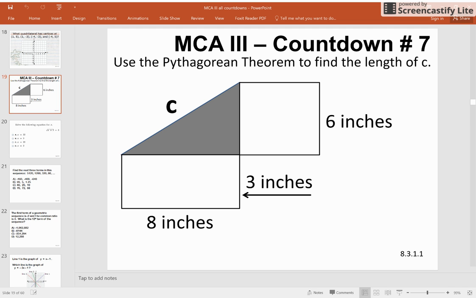MCA Countdown number 7. So now we're going to use the Pythagorean theorem to find the length of C. So remember from your formula sheet, we know that it's going to be a squared plus b squared equals c squared. Your a and your b are your legs, and c is your hypotenuse. A and b are your shorter sides, c is your longest side.